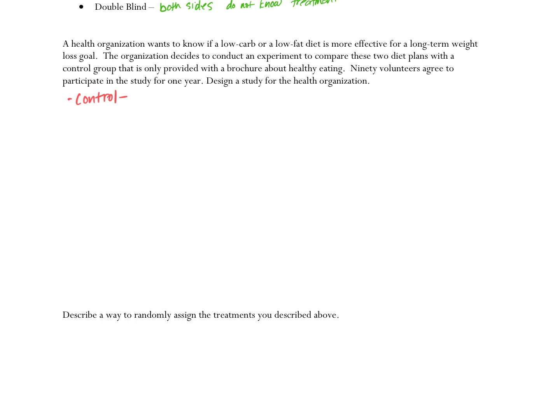All right, in this case, we're looking at different ways to lose weight. So in this case, I have 90 volunteers. For those 90 volunteers, how many treatments do we have? Three. One is the control group that's just getting the brochure. One is low carb. One is low fat. Everybody good? These are our three different treatment groups.